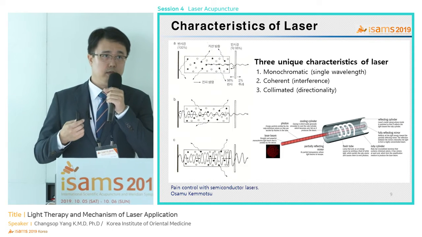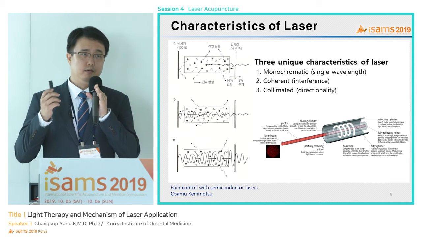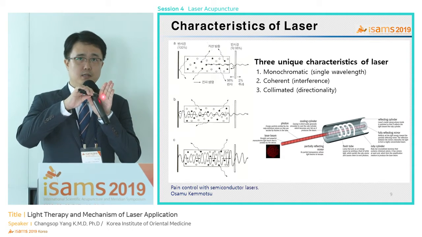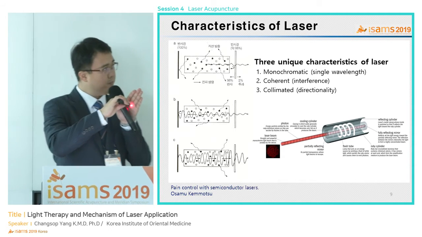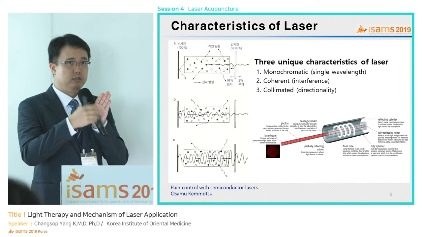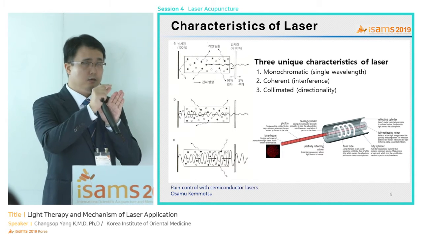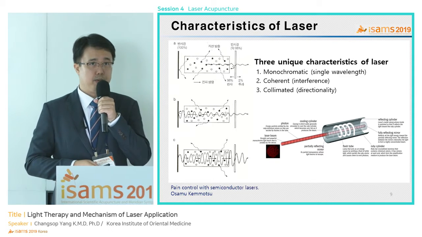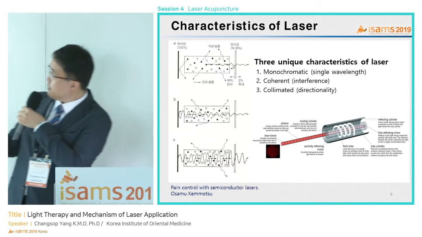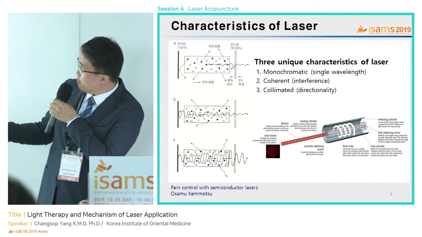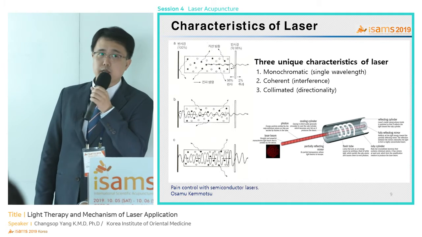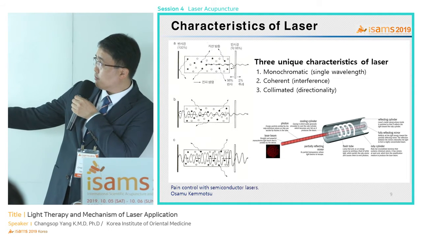If you have any kind of laser and shine it on your palm, you can see some specific figures in the laser light, something like bugs, called speckle. The speckle is made by three unique characteristics of lasers. All kinds of lasers have these three characteristics.